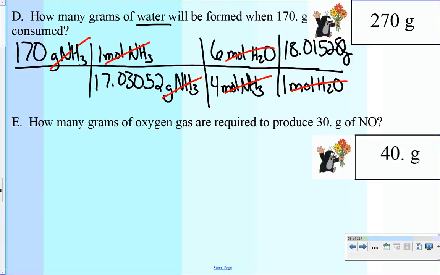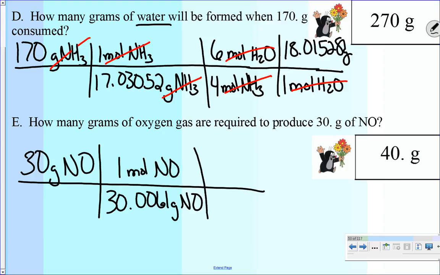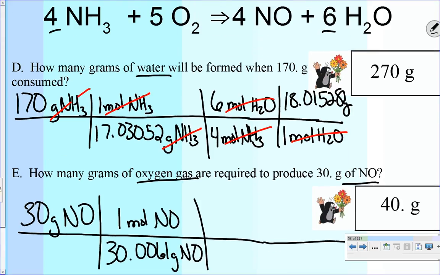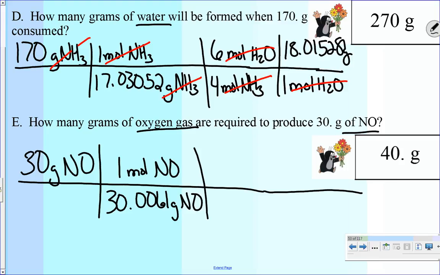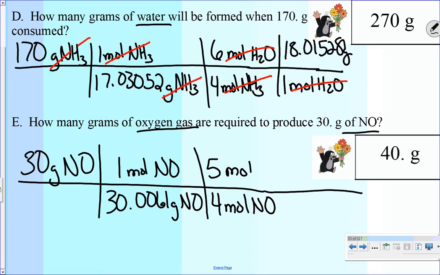And last but not least, we started with our 30 grams of NO. We need to first turn this into moles of NO using our GFM. Reaction. So in this reaction, we want to compare oxygen to nitrogen monoxide. So we want to put nitrogen monoxide in the bottom. So there's a 4 in front of that in the reaction. So 4 moles of NO. And we're going to compare that to oxygen, which has a 5 in front of it. 5 moles of O2.